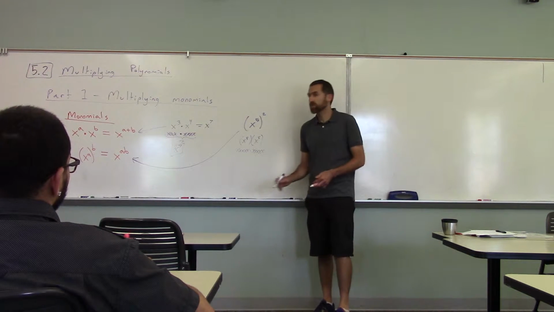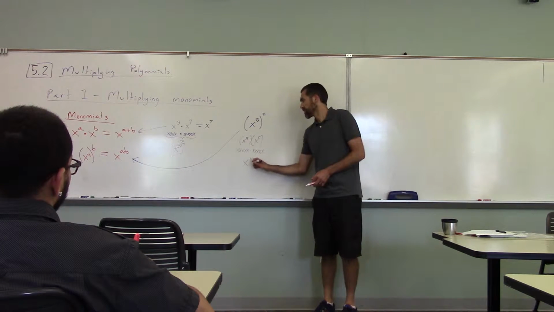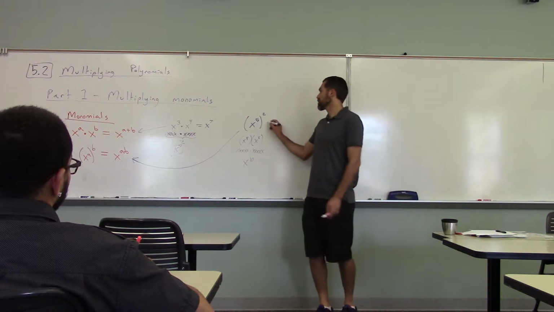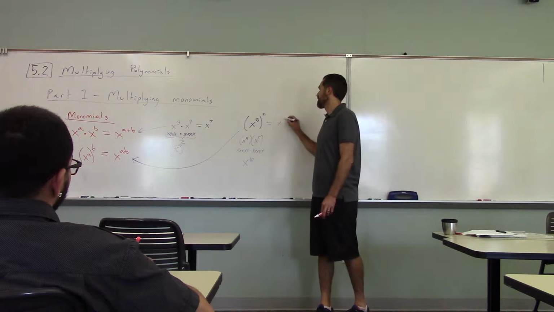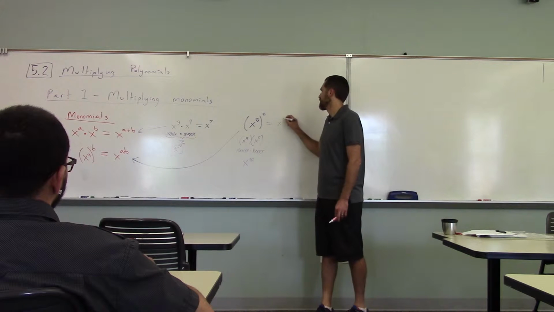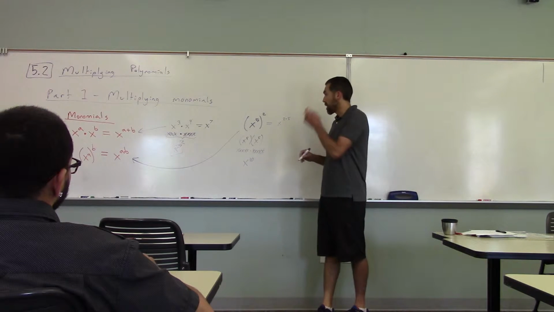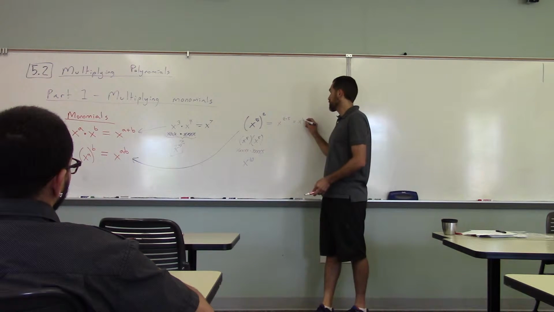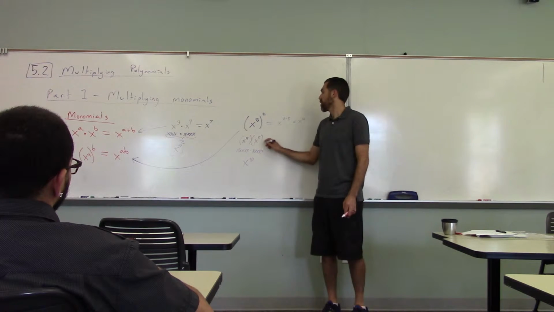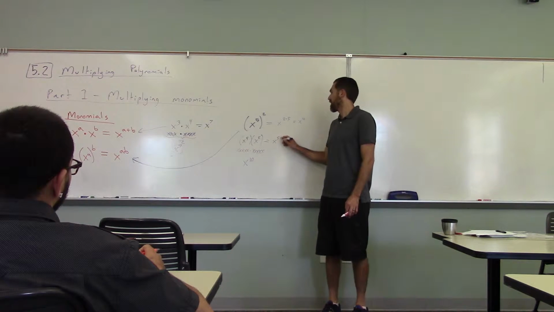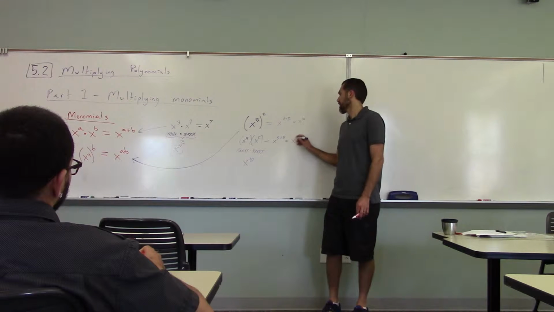So how many x's do I have total? 10, so x to the 10th. So you could have used the shortcut and gotten x to the 10th, because it's x to the 2 times 5 is x to the 10th. Or you could have expanded it out like this and said, oh, now it's x to the 5 plus 5, which is also x to the 10th.